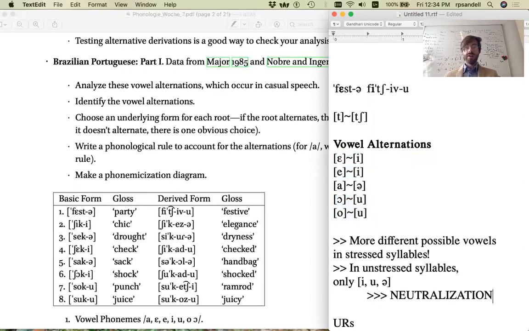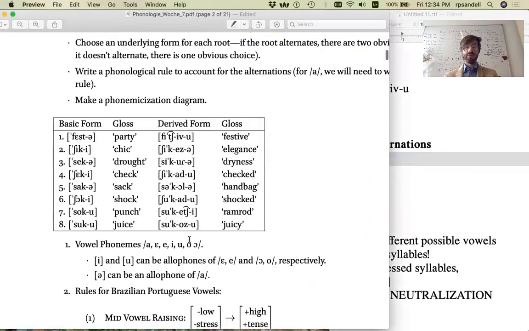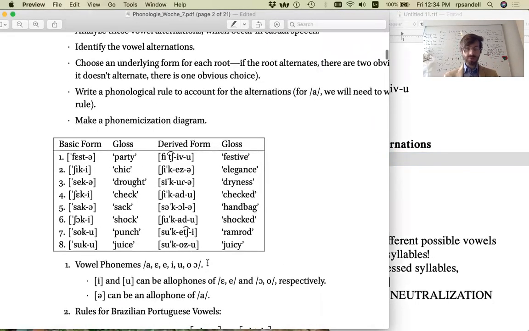So we've seen in previous lectures cases of neutralization, for instance, in Russian and German, the neutralization of all types of obstruents to voiceless obstruents in word final position. In this case, it looks like we're seeing neutralization of mid-vowels with high vowels in unstressed syllables. So this means then that we should posit the following phoneme inventory.